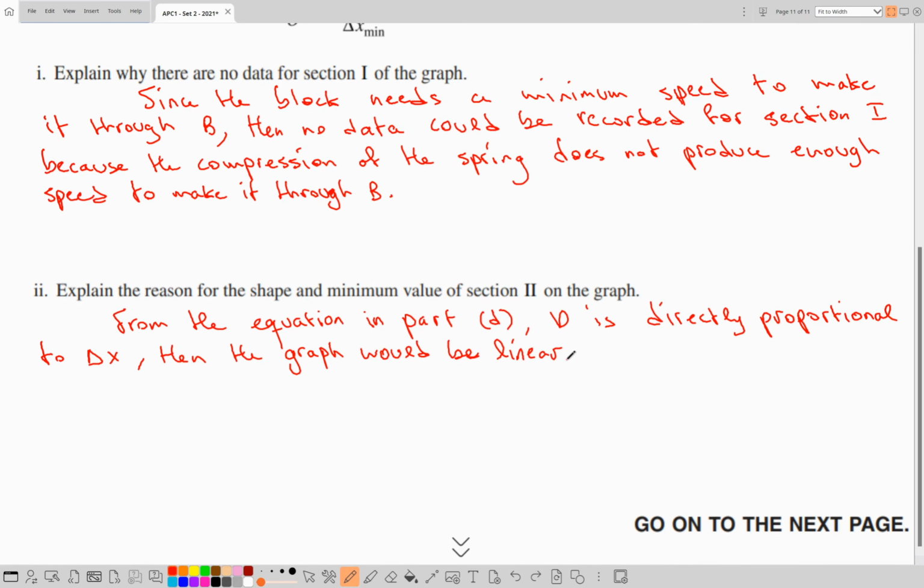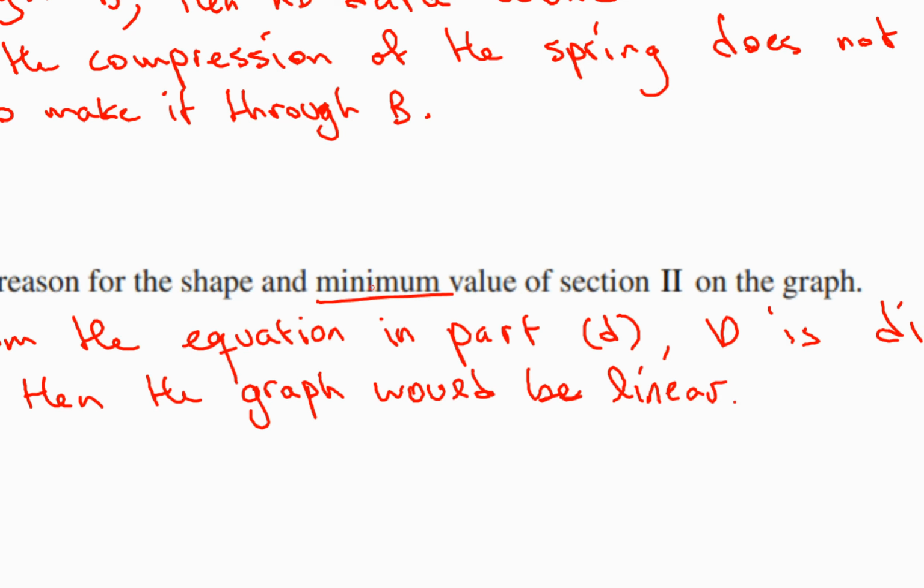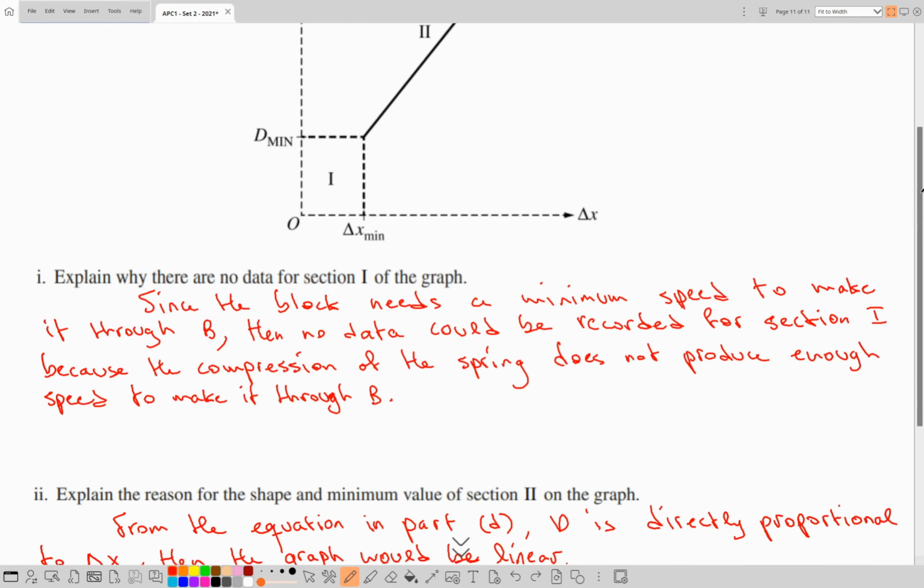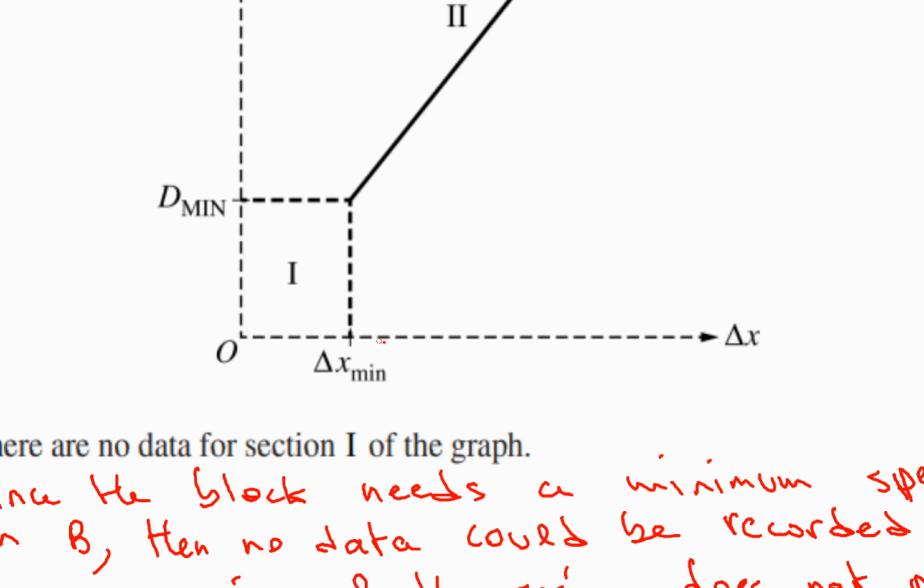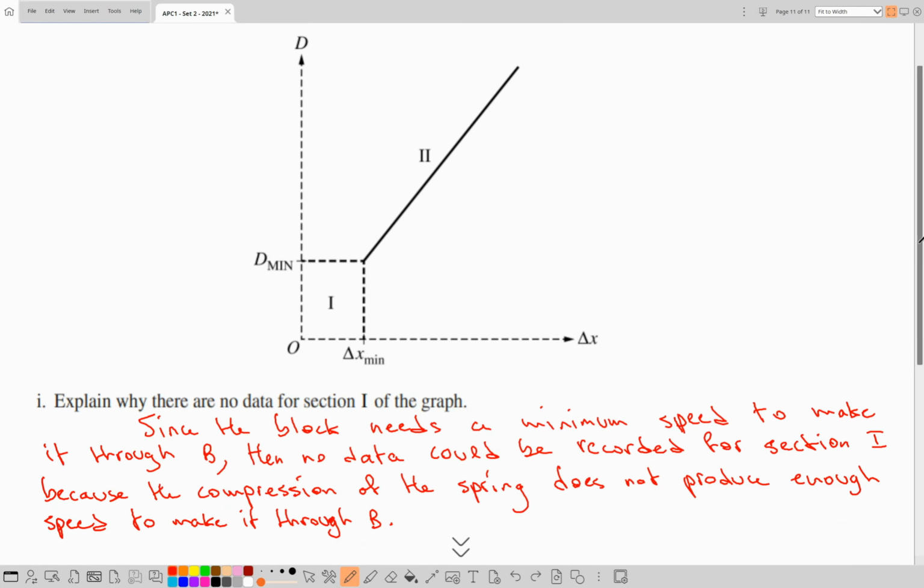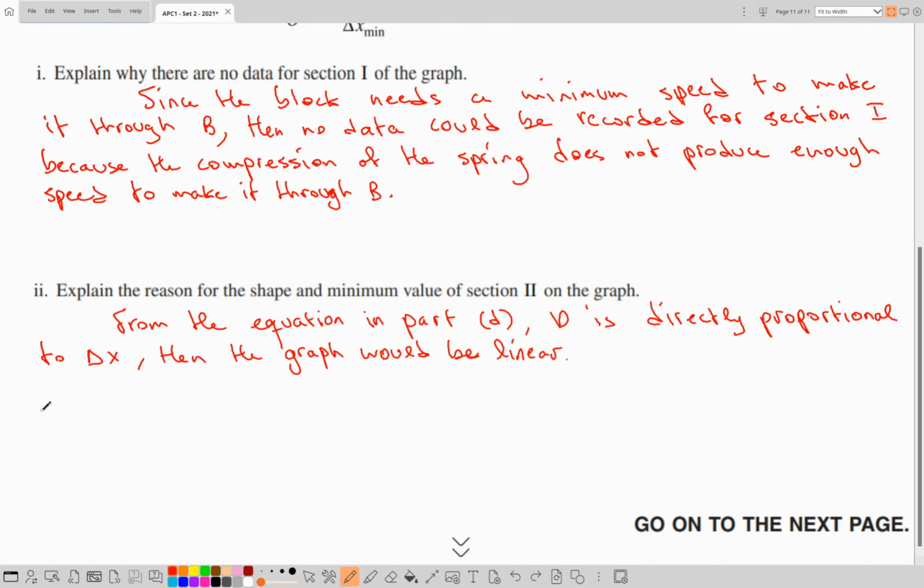Now as for the other part, which is the minimum value, we discussed it already. We said that this is delta x min, which produces enough speed in order for the block to make it through the point B, and by that we can register a minimum horizontal distance covered by the projectile. So let me state it.